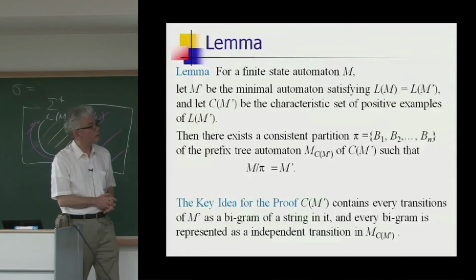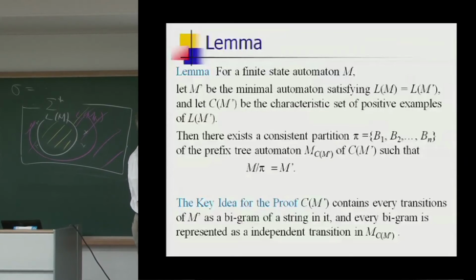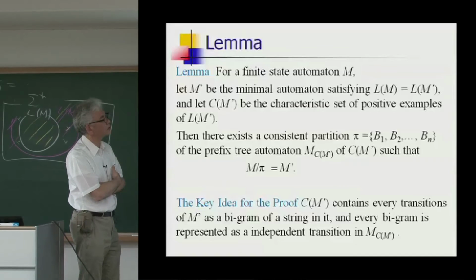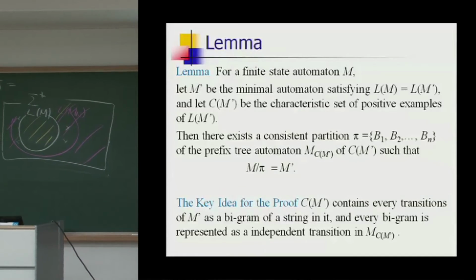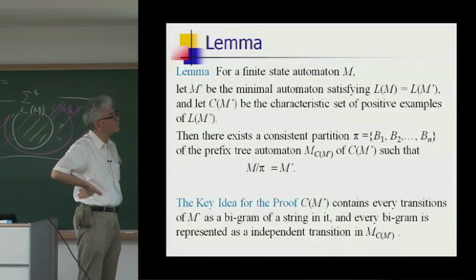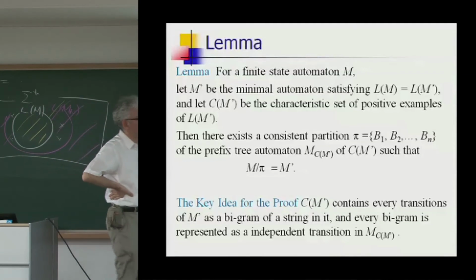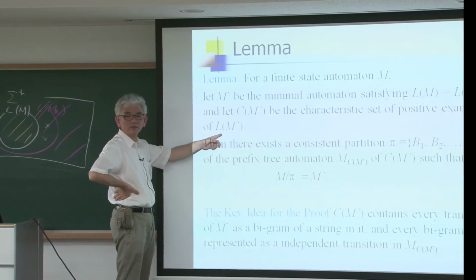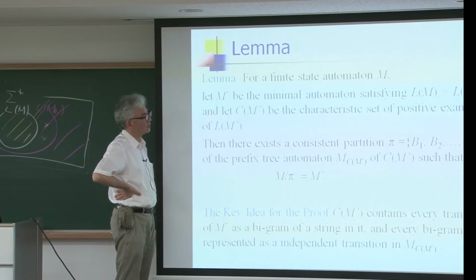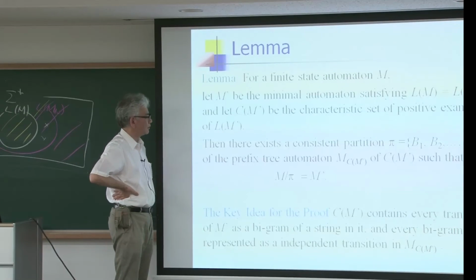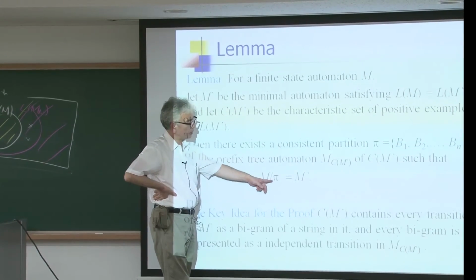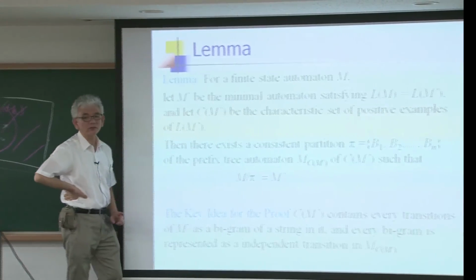Then at first we give this lemma. For a finite state automaton M, let M' be the minimal automaton satisfying L(M) = L(M'). And let C(M) be the characteristic set of positive examples of L(M'). Then there exists a consistent partition pi of the prefix tree automaton such that M/pi is equivalent to M'.